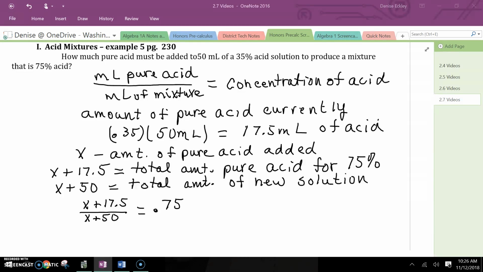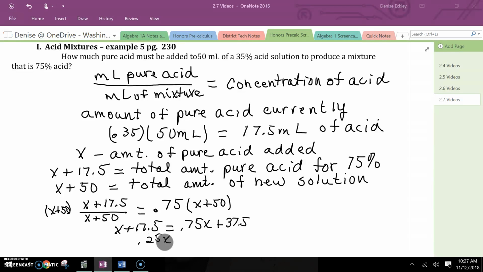So we just have to solve this, and this is pretty easy to solve. We just have to eliminate the denominator, so we'll multiply both sides by X plus 50. When we do that, we get X plus 17.5 equals, and I'm going to distribute that, 0.75 X plus 37.5. Now I have to solve this for X. So I get 0.25 X equals 20.